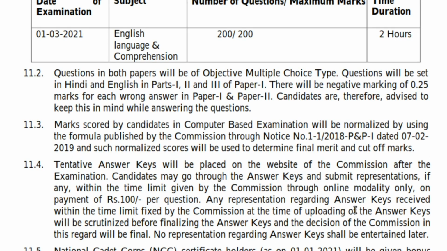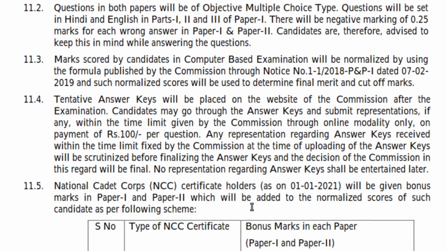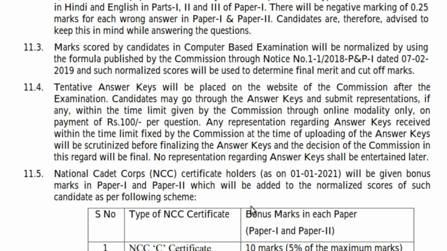It is always advisable to read it completely, but let me give you summed up details with important points. In paper 1 and paper 2, all the parts will contain negative marking of 0.25, that is 1/4 negative marking. There is a normalization, and after the release of the answer key by the commission, if you want to raise a challenge for a wrong question, then each representation will cost 100 rupees per question.